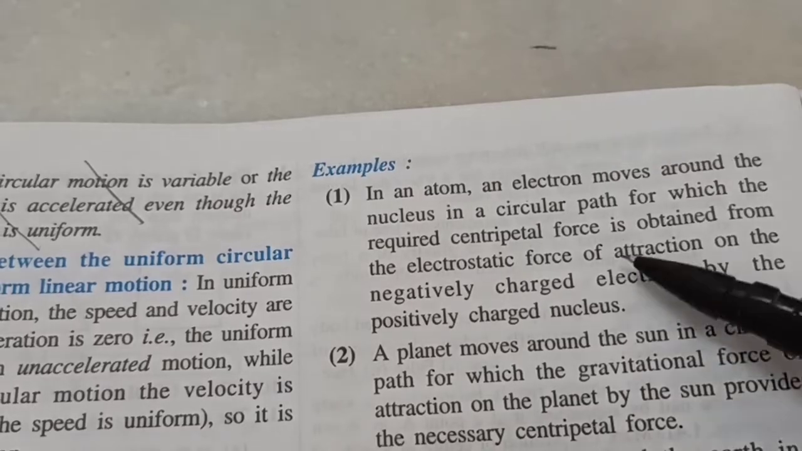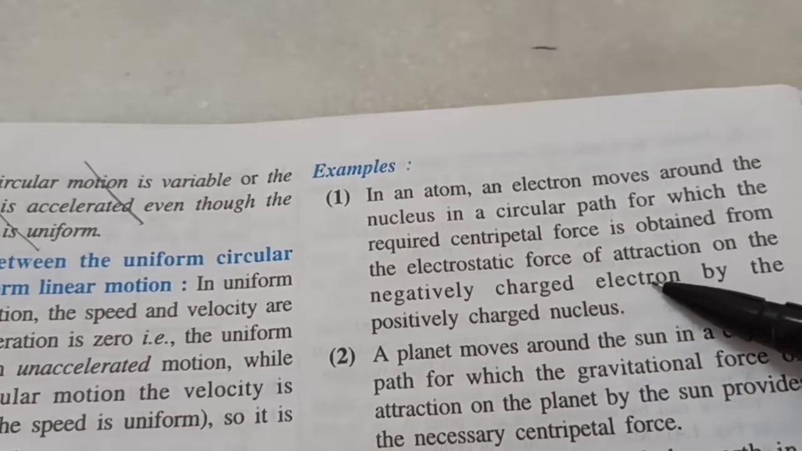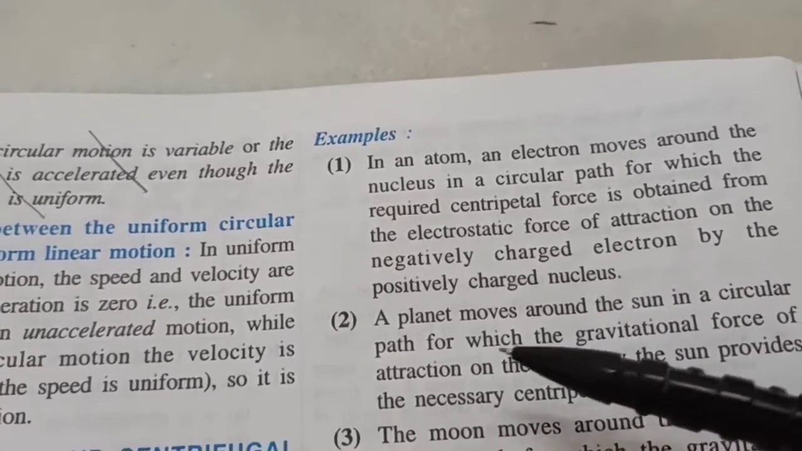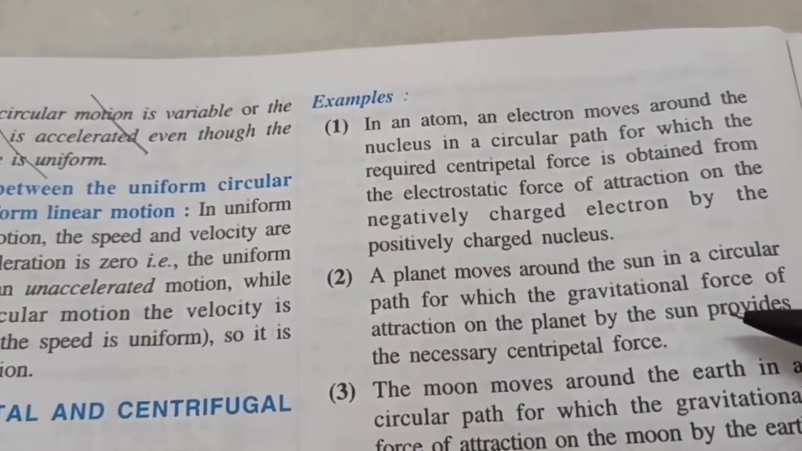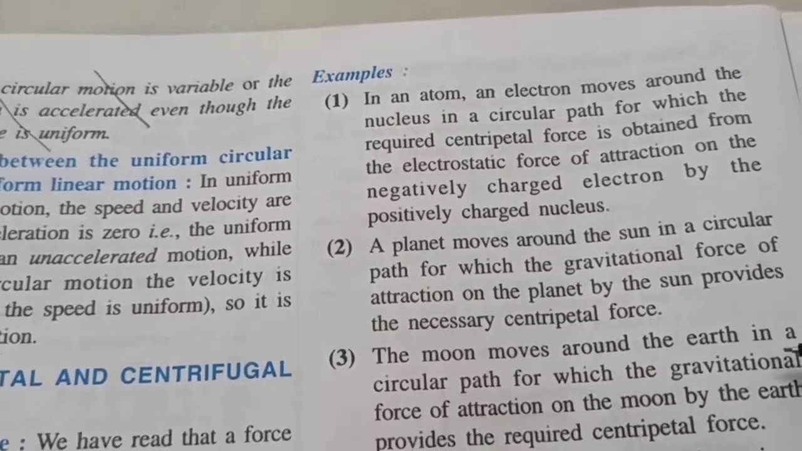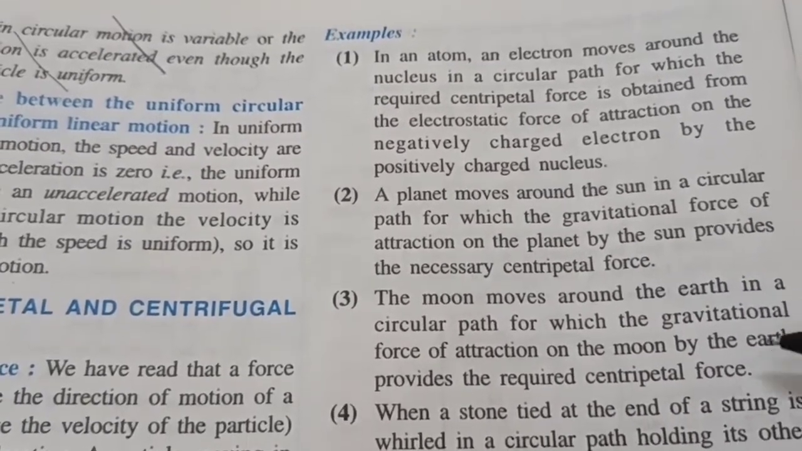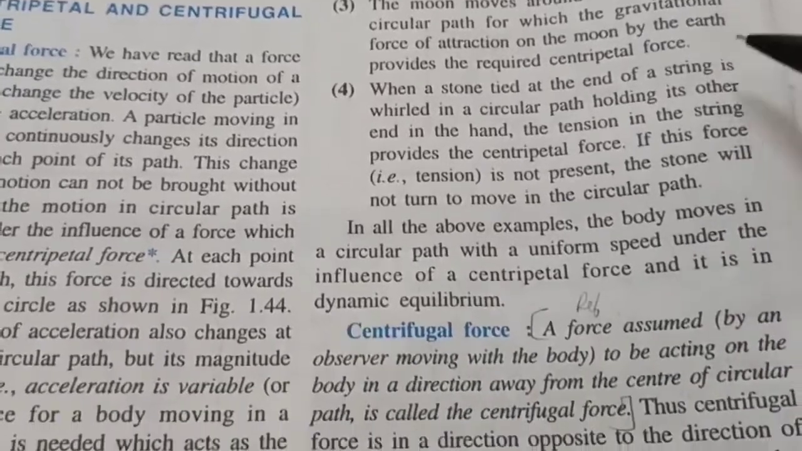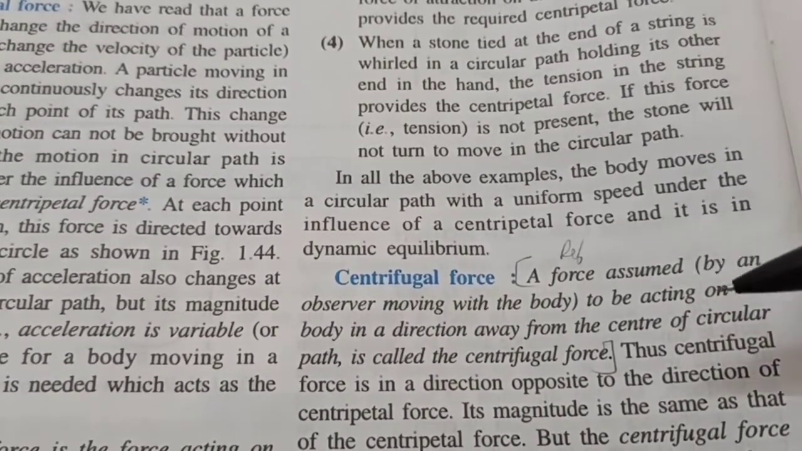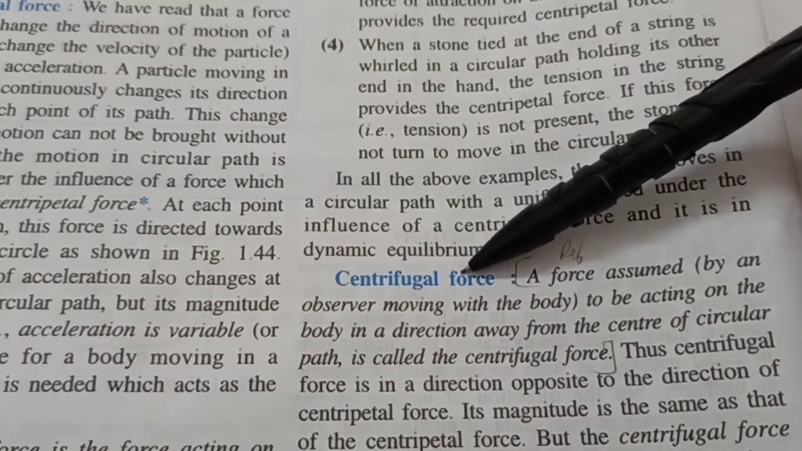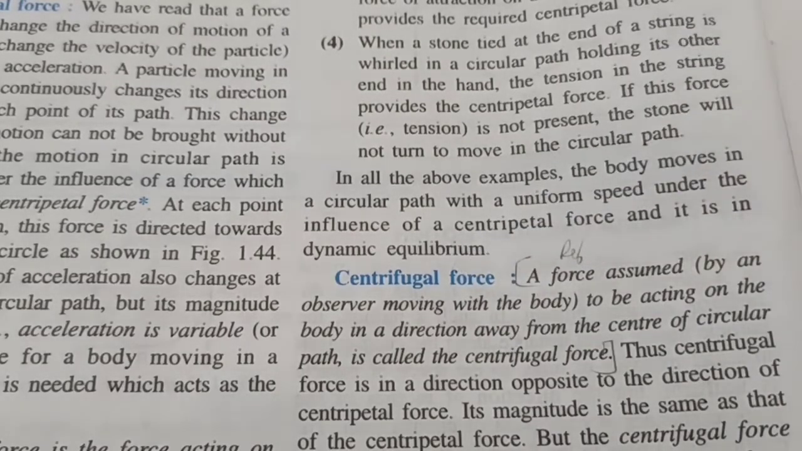Well, it's the electrostatic force of attraction between the negative electrons and the positive nucleus. And what about the planets around the sun or the moon around the earth? Who provides the centripetal force in this case? Well, it's gravitational attraction between these heavenly bodies. So you can see that centripetal force is a real force, and on the other hand, the centrifugal force is a fictitious force. What does that mean?